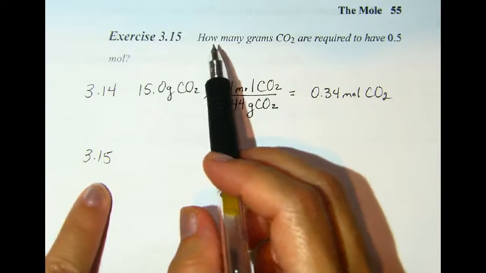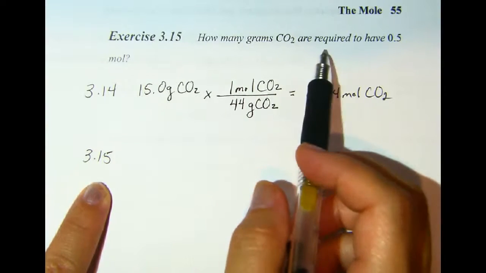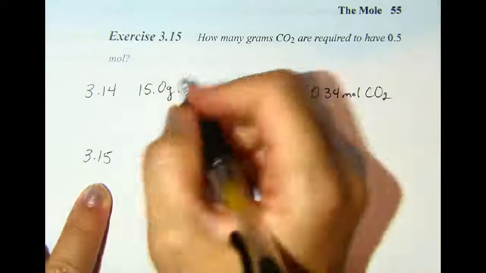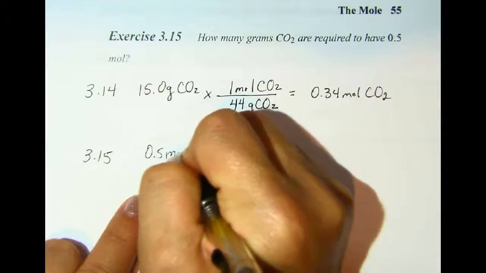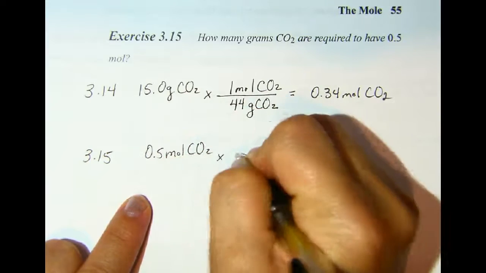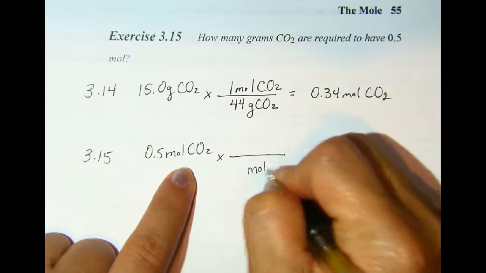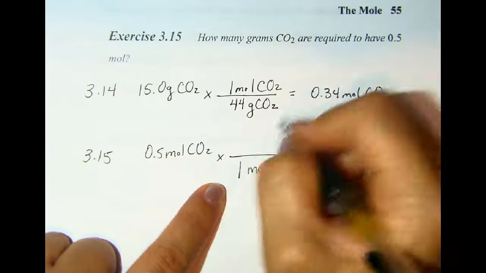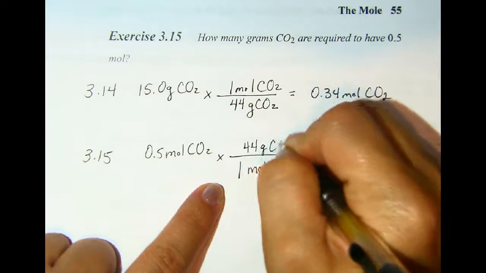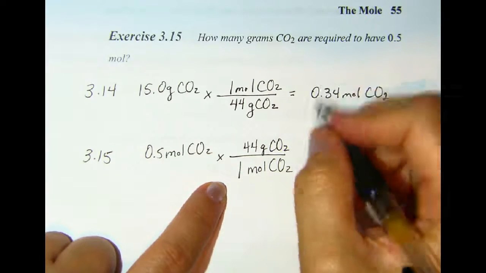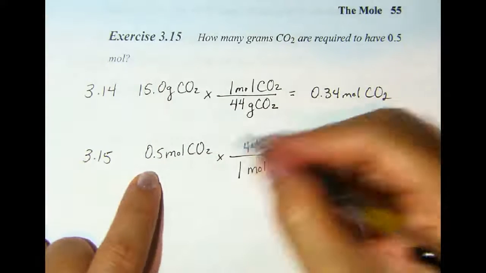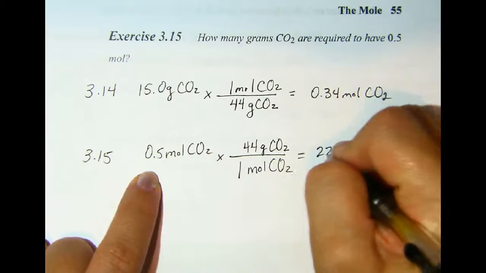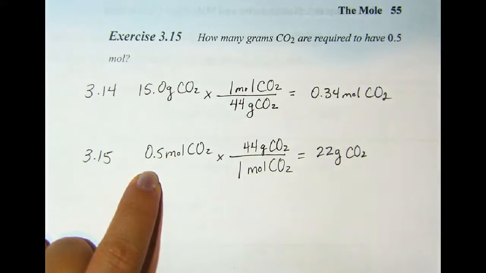3.15 asks for the reverse. How many grams of CO2 are required to have 0.5 moles? So I would take 0.5 moles of CO2 times, draw a line, bring down moles of CO2, and in 1 mole there are 44 grams of CO2 from the periodic table, molar mass. And so I would do 0.5 times 44, which would give me 22 grams of CO2.